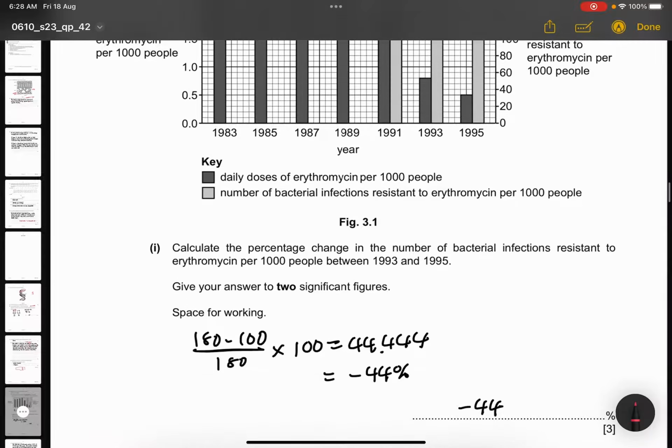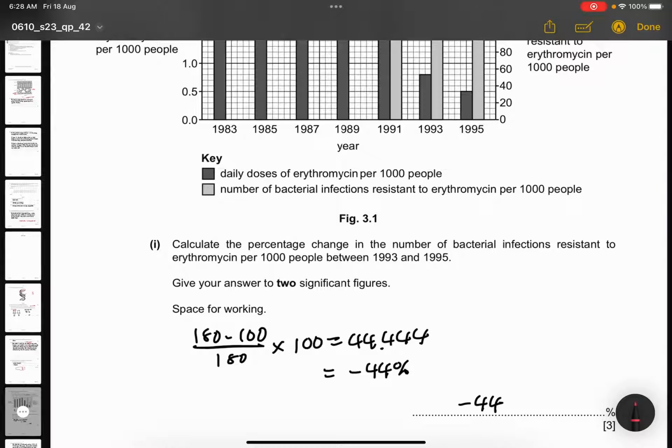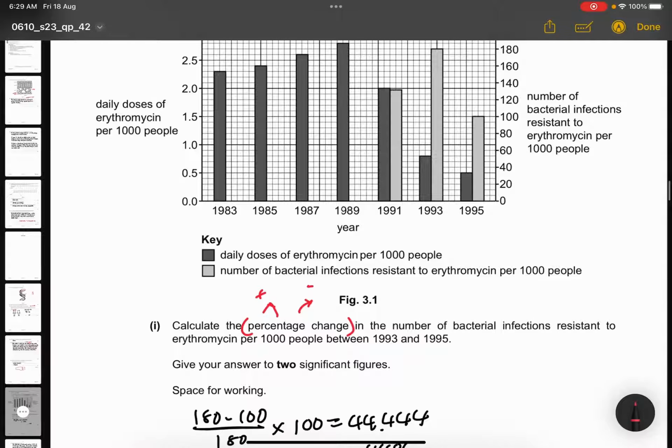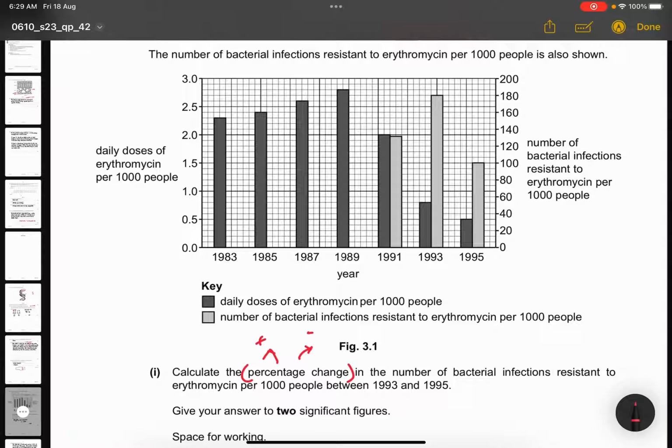Okay. So part 1, calculate the percentage change in the number of bacterial infections resistant to erythromycin per 1,000 people between 1993 and 1995. So from this, they want you to find percentage change. Remember, percentage change has to be either positive or negative depending on the result. So since they want between 1993 and 1995, you need to compare 180 to 100. This shows that from 1993 to 1995, it has decreased. So this has to be a negative percentage change.